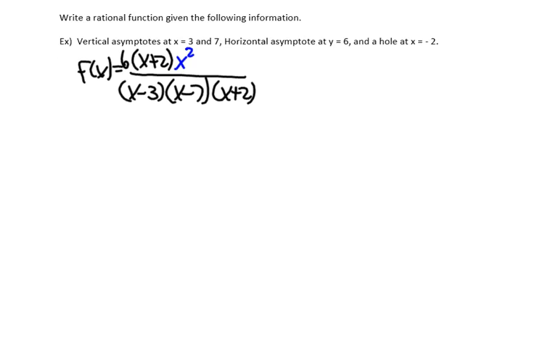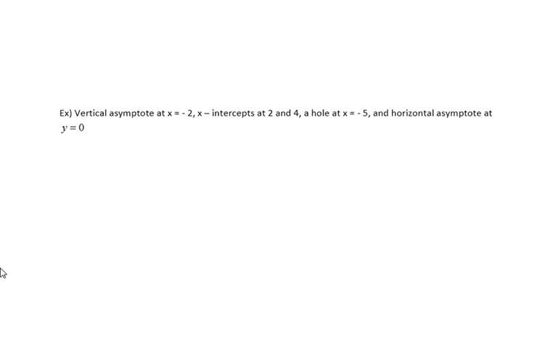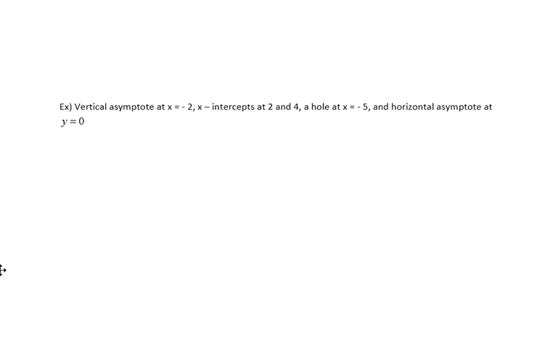One other example I want to take a look at then. All right, so we have a vertical asymptote at x equal to -2, x-intercepts at 2 and 4, a hole at x equal to -5, and a horizontal asymptote at y equal to 0. So again, I'm going to call this f of x. The vertical asymptote will be x plus 2 on the bottom. X-intercepts, you're going to find those on the top.